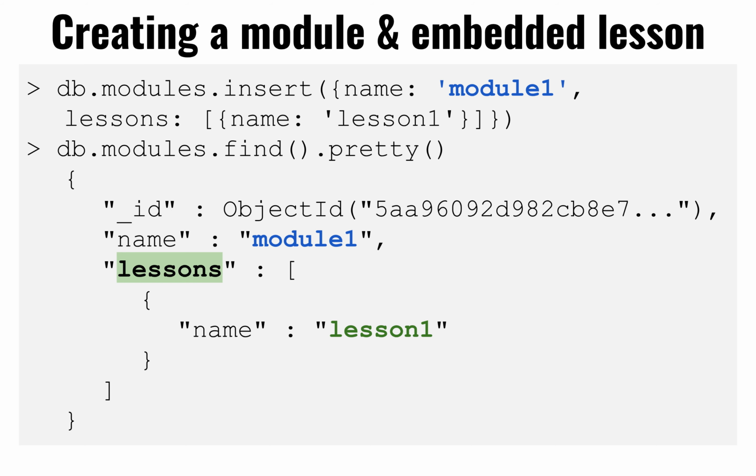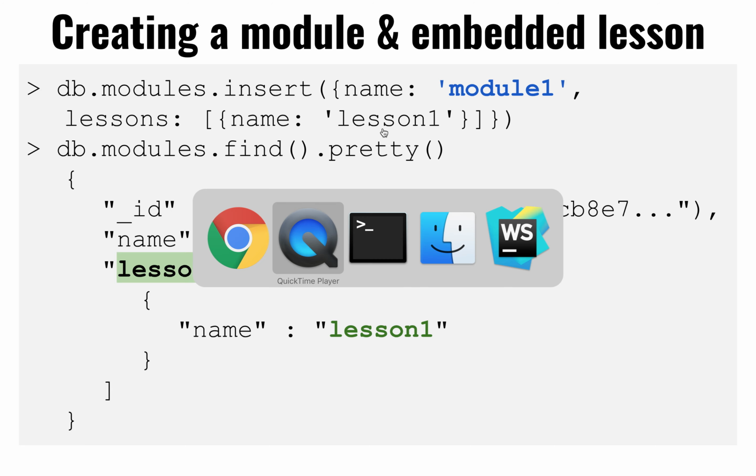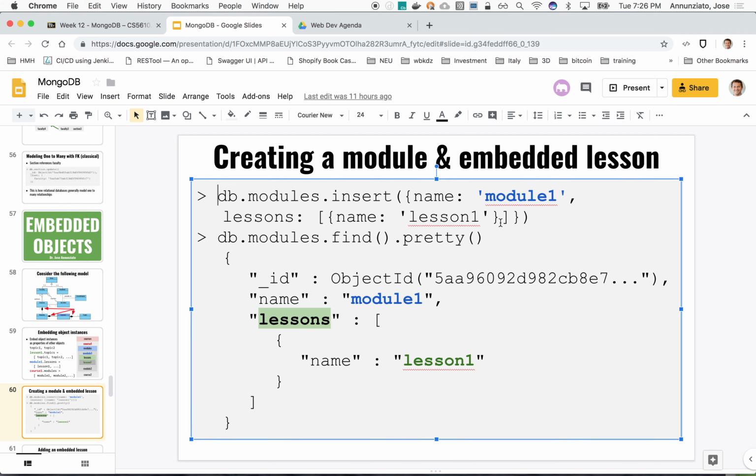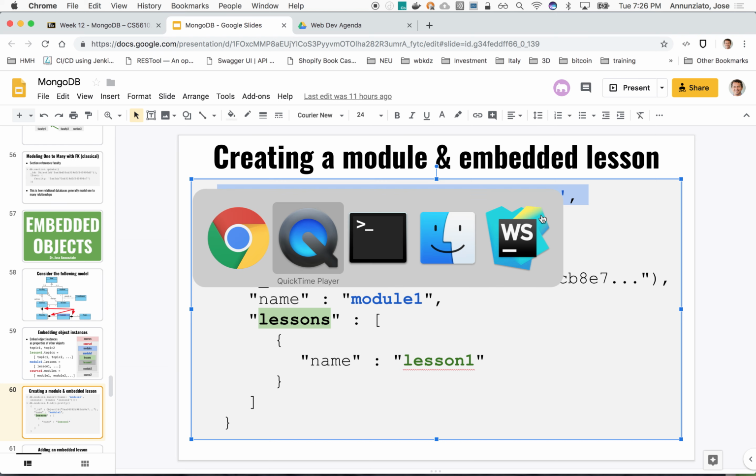Okay. So for instance, in here you might insert into modules a name, and then a lesson that contains one single lesson. So let's play around with this. Let's insert here a brand new module, which contains an embedded lessons array that contains a single lesson embedded object. Yes? So let's do that.